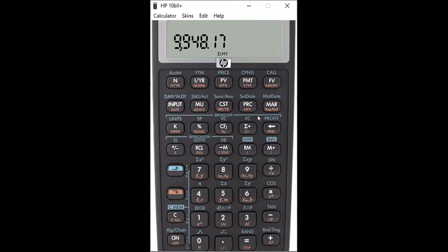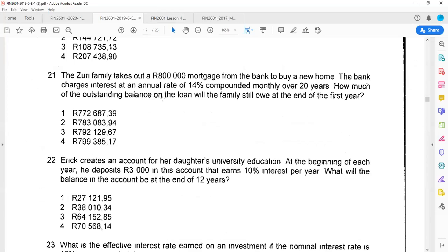Now we want to know what happens after 1 year. The question is asking what will be the outstanding balance at the end of the first year. This family is paying monthly payments, so at the end of the first year, they will have made 12 payments. So we want to find out how much of the loan will be outstanding after 12 payments.